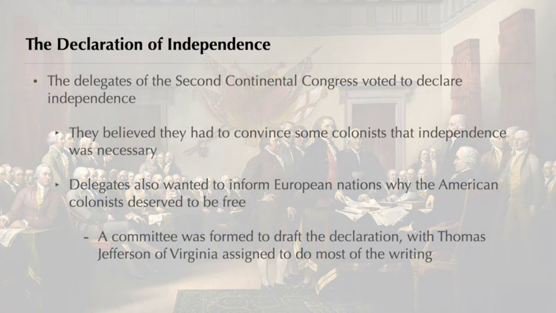With proper support for separation from England increasing, the delegates to the Second Continental Congress finally voted for independence. However, they still had to convince some Americans of the wisdom of a break with England. The delegates also wanted to tell European countries why the colonies deserved to be free. Therefore, they appointed a committee to write a Declaration of Independence. Among the committee's members were Thomas Jefferson, Benjamin Franklin, and John Adams. Jefferson was asked to do the actual writing.